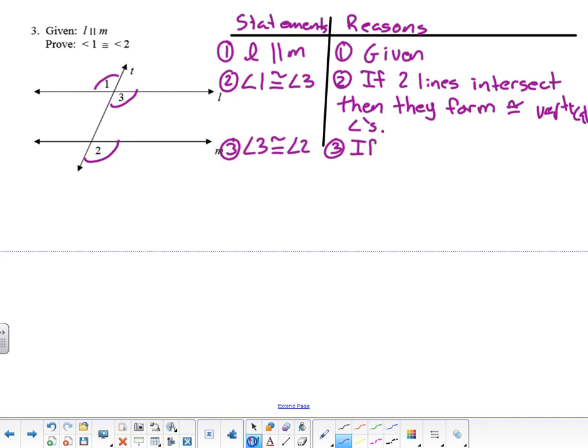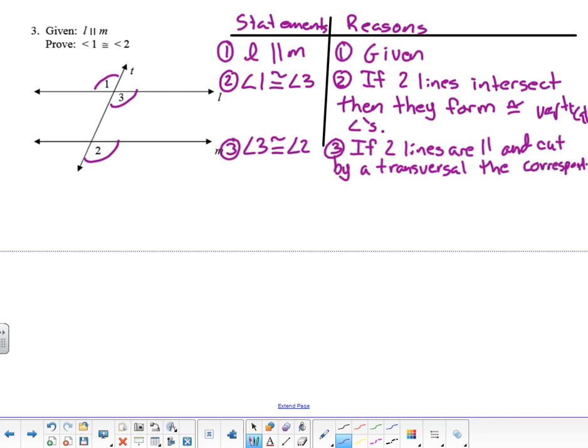So, if 2 lines are parallel and cut by a transversal, then corresponding angles are congruent.